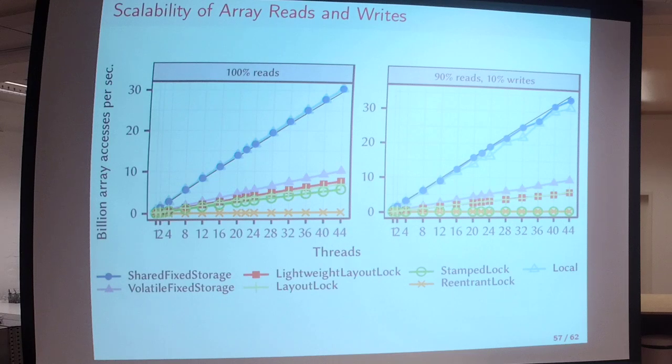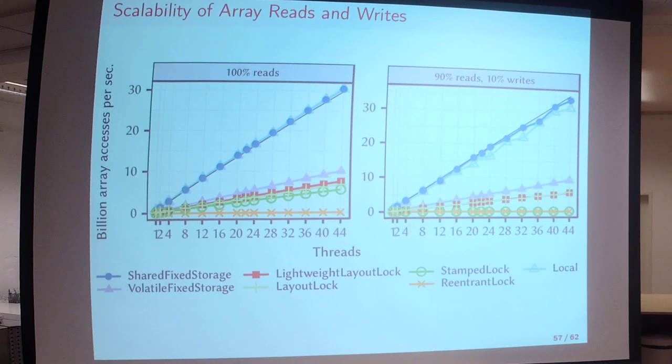And what we see, for instance, here we have some benchmark. We just read from an array, or read and do some writes. But we do this from one thread to 44 threads. So this is on a big machine with actually 44 cores. And what we see is the local, so when the array is not shared between threads, the performance is pretty good. Here we reach 30 billion array accesses per second, which is quite good. But then if we use shared fixed storage, which was this guy, we have the same performance. So that's why this one exists.